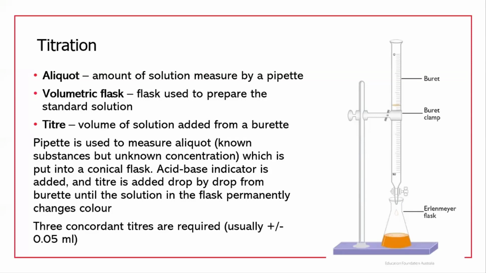Because you've shifted the pH massively by adding one extra drop, we usually do this at least 3 times. And we need to get measurements that are within 0.05 milliliters of each other. And if they're not, well, then we keep doing it until we've got at least 3 concordant titers. So 3 titers that are within 0.05 milliliters of each other.